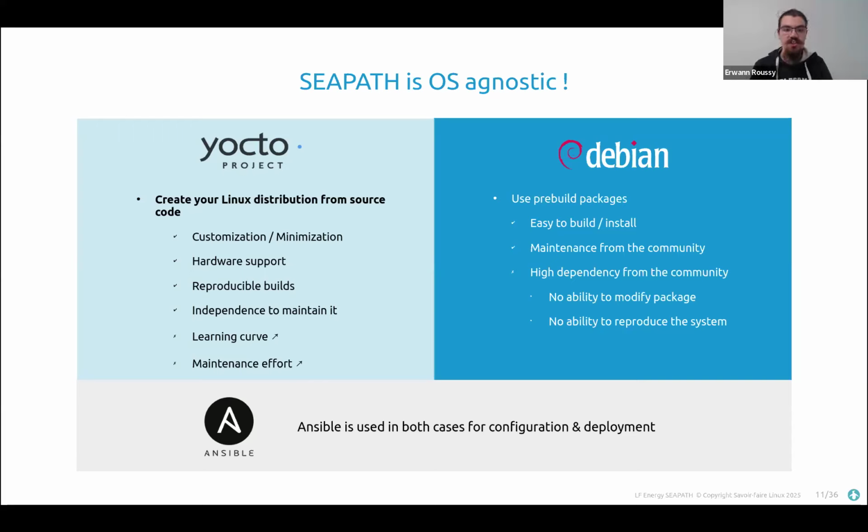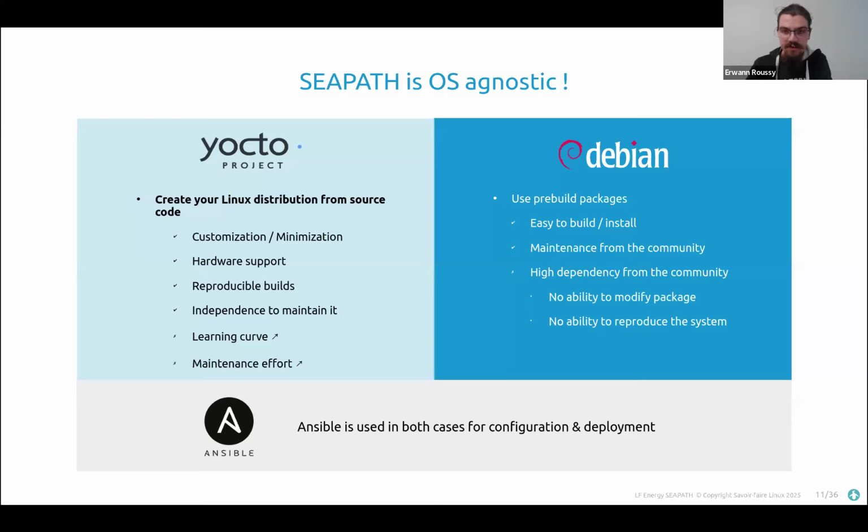So basically, the Yocto project is rebuilding everything from scratch, including the Linux kernel and all of the software that we just saw earlier, which is a great thing to achieve the cybersecurity and reproducibility goals. But because you are fully independent to maintain it, the learning curve is very steep, and also you have a maintenance effort. You don't have a community dedicated to supporting SEAPATH built with the Yocto project tool. So that was the first philosophy that we wanted, mostly coming from the embedded world.